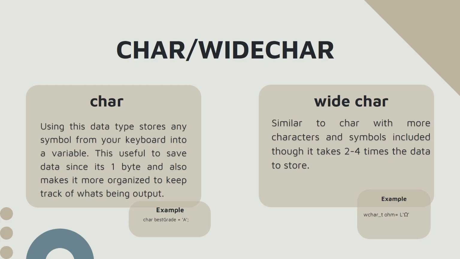And then here, another data type is character and wide character. Character just stores any symbol or letter that's on your keyboard into a variable. And you want to make sure you use the little single quotes instead of the actual double quotations, or else you're setting the wrong value to the character data type. Pretty sure it won't work. And also, wide character is the same thing, but just with more symbols and stuff like that. So as you can see in the example, we used the ohm symbol, stored it into the variable ohm there.